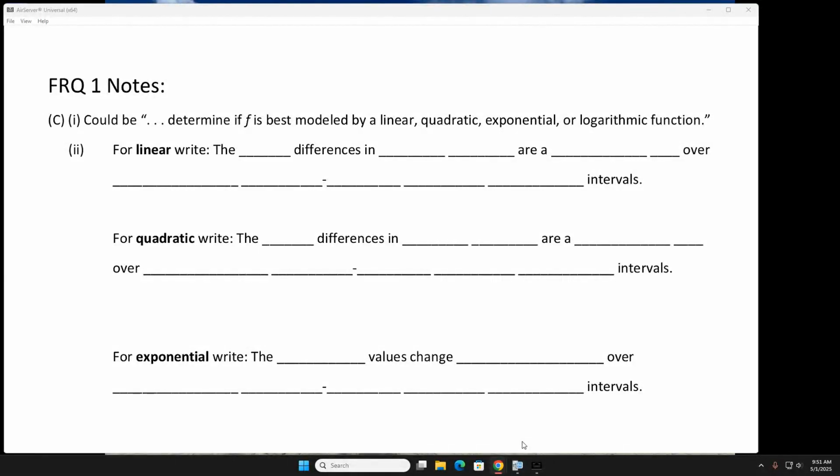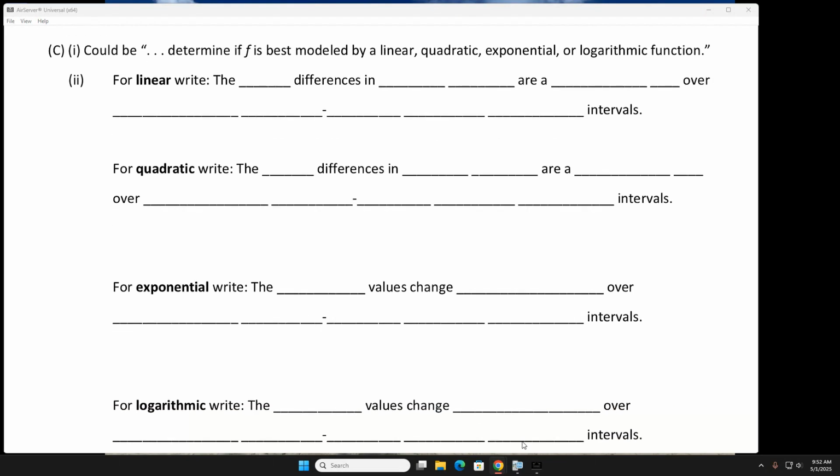Okay, so FRQ1 was the one that sometimes C1 asks you to determine if f is best modeled by linear, quadratic, exponential, or logarithmic. And so we did a quadratic and exponential, I think, but I don't think you practiced any of the other ones. So I just want you to know what to write for everything.